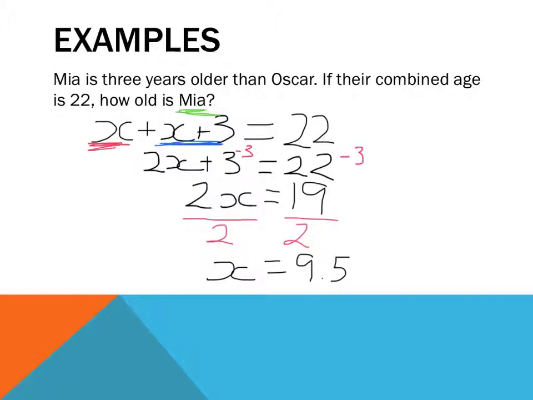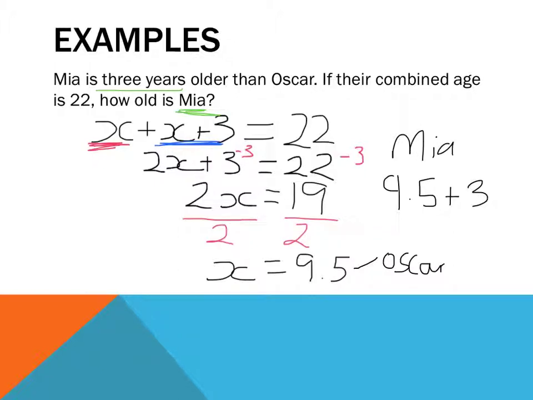Mia is X plus 3. So when we get that answer of 9.5, this is Oscar, because he's our base. We're finding Mia. So Mia is actually 9.5 plus 3 because we know, according to this, that she's 3 years older. So Mia is actually 9.5 plus 3. So Mia is actually 12.5 years old. It's really important to read the question and read what it is trying to tell me to do. So, Mia's 12.5 years old.